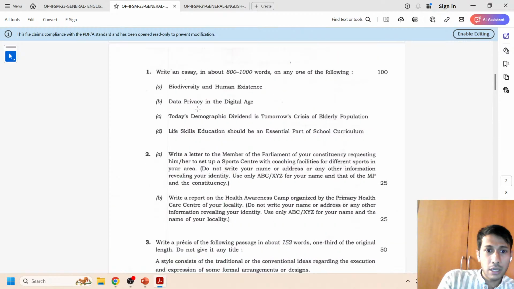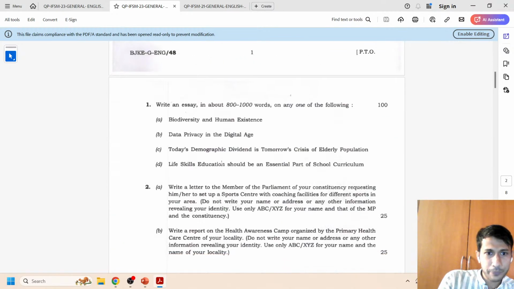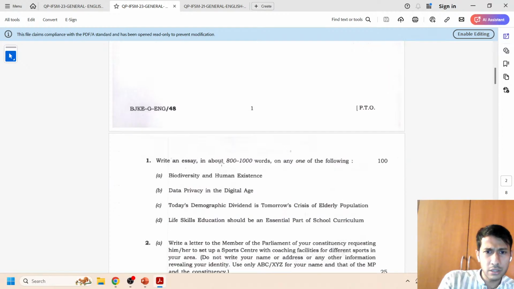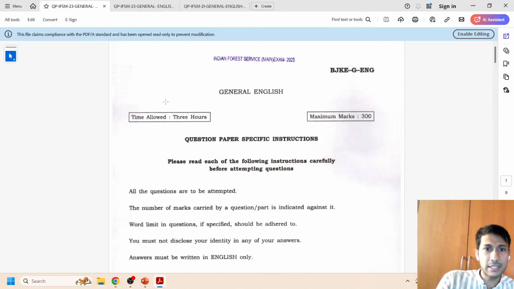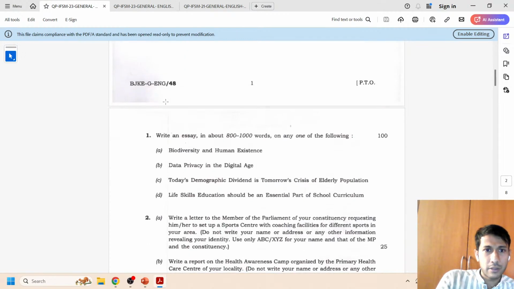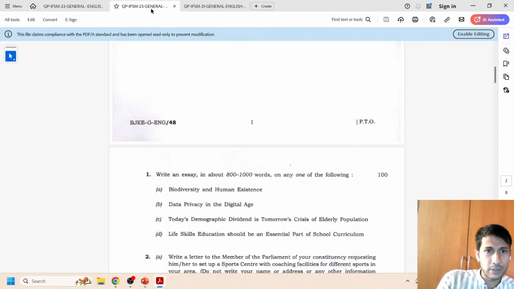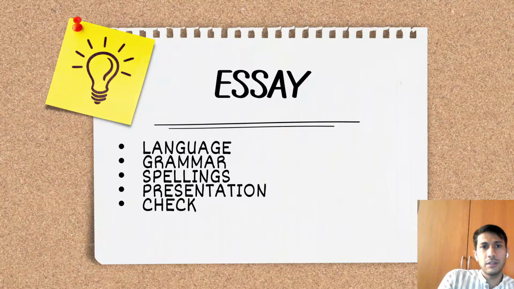If you go to the 2022 mains paper, you see here: biodiversity and human existence, data privacy in a digital age, today's demographic dividend is tomorrow's crisis of elderly population, life skills education should be an essential part of a school curriculum. And if I show you last year's paper, this is the same one. So we can see the topics are fairly similar, fairly easy, fairly simple.